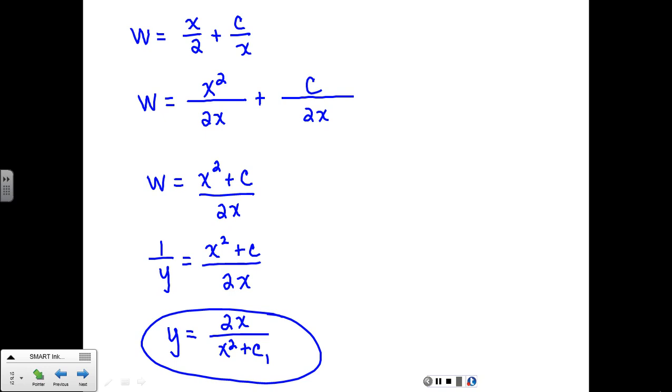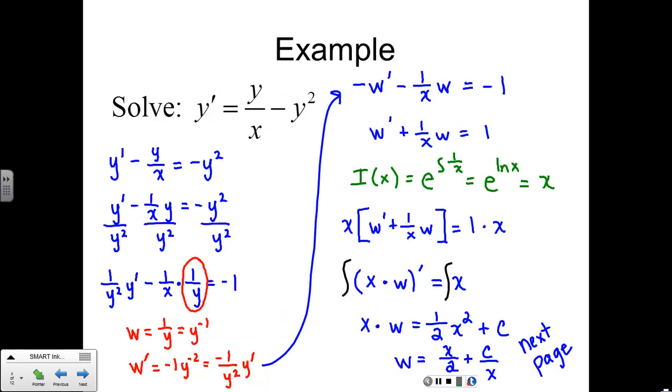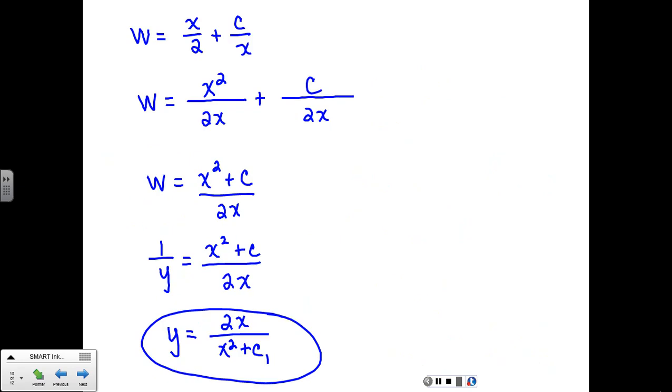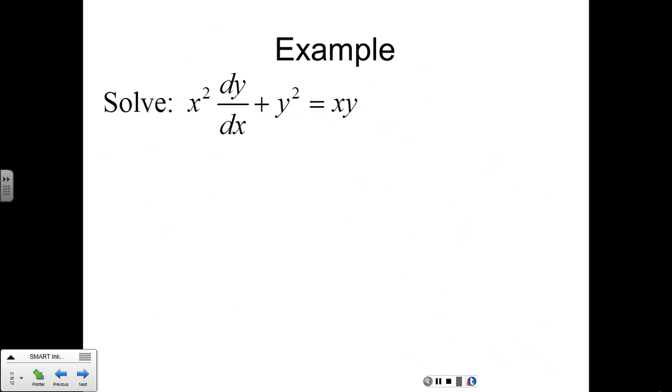Okay, let's do one more Bernoulli equation. Questions on this one? Did I lose anybody real bad? It's the substitution part that's the hardest. It is the hardest part of it. You got a question, Austin? Last one I want to do.